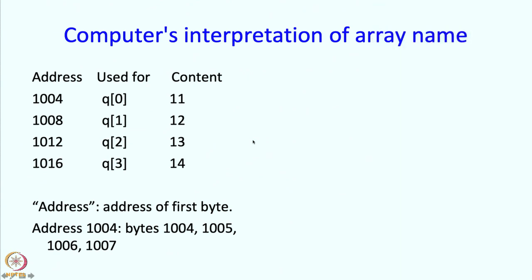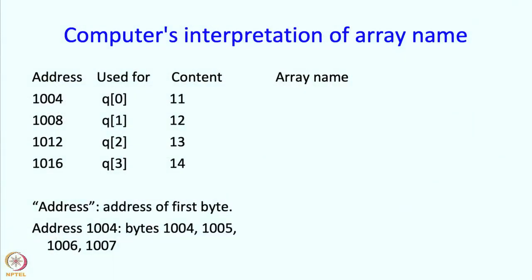Now these are details, but let's come to how C++ thinks about the array name. So how does C++ think about Q? The array name is thought of not as the collection of all these variables, but simply the starting point of this region. So what is the region that is given to us for storing the array Q? It starts at 1004, and the last byte for this is 1019. So this area from 1004 through 1019 is what is given to this array Q.